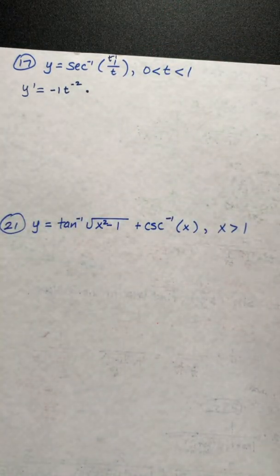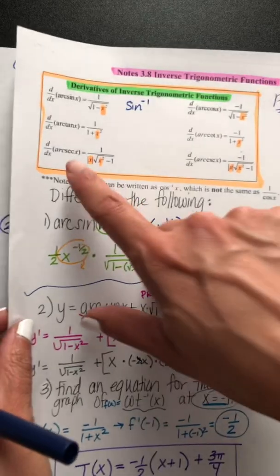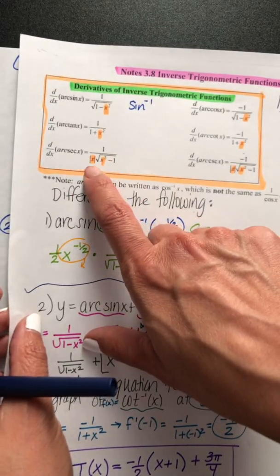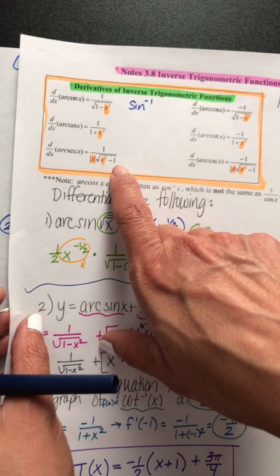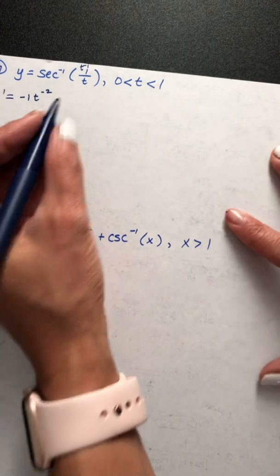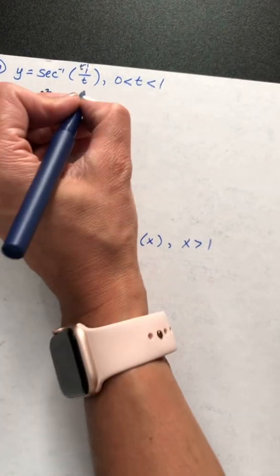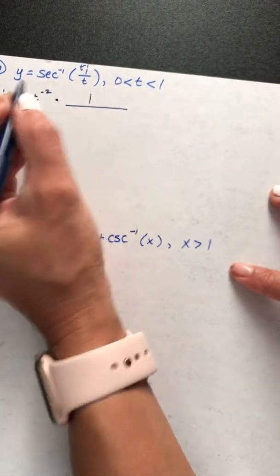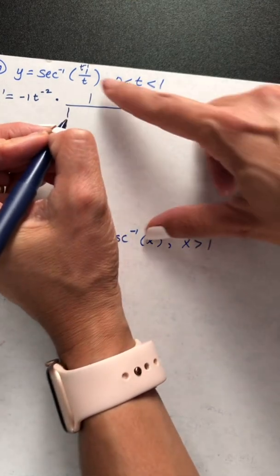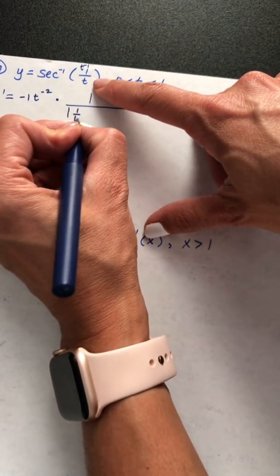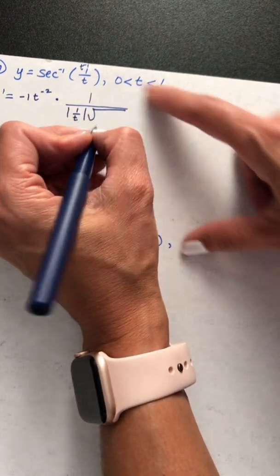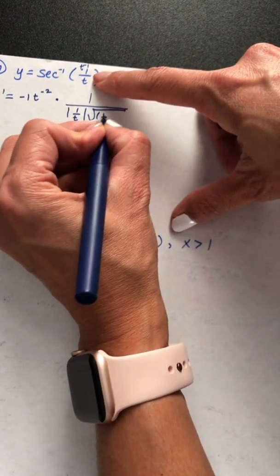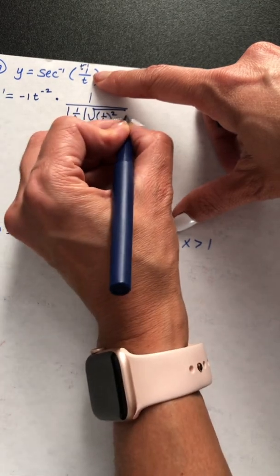So I'm pulling out my cheat sheet. There it is right here. It is 1 over the absolute value of x times the square root of x squared minus 1. So this will be times 1 over the absolute value of x, which is our 1 over t, times the square root of the 1 over t squared minus 1.